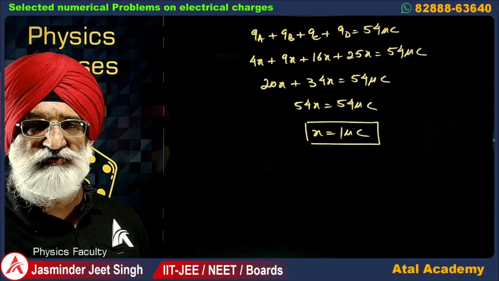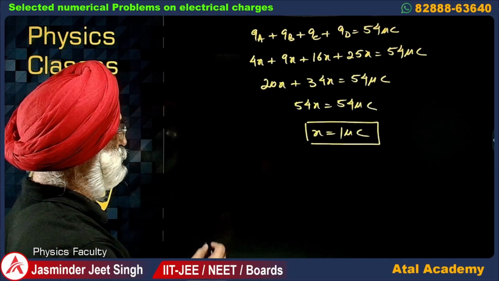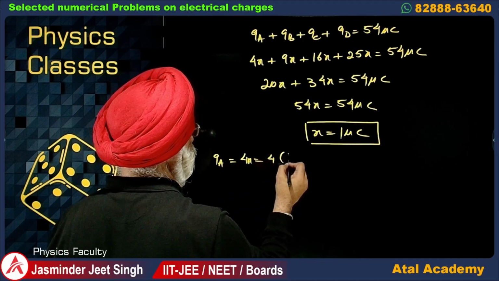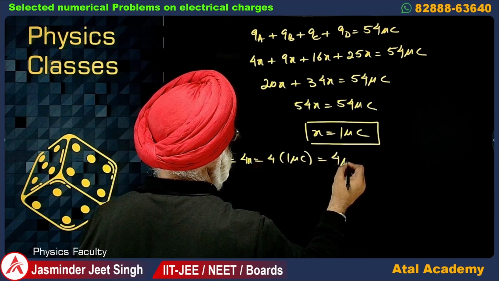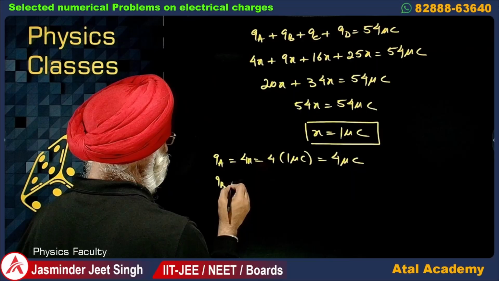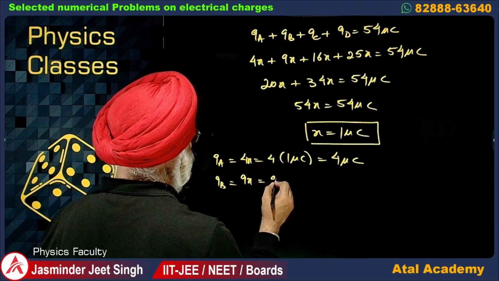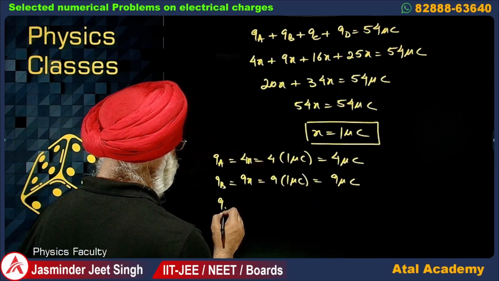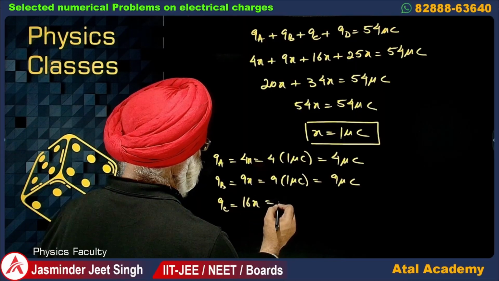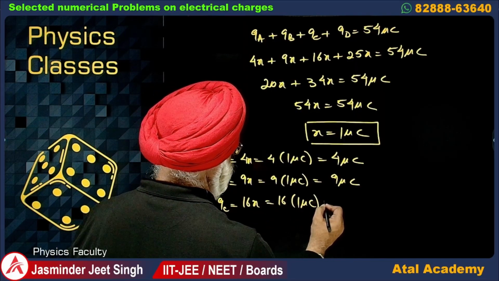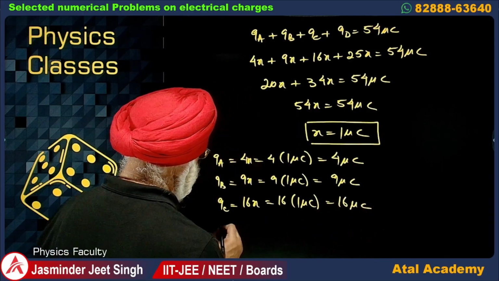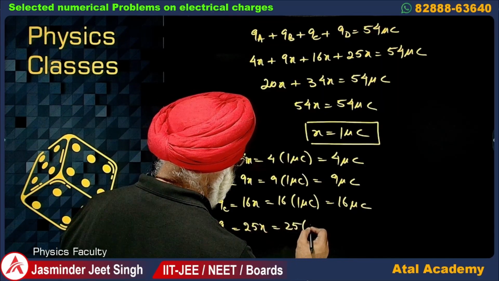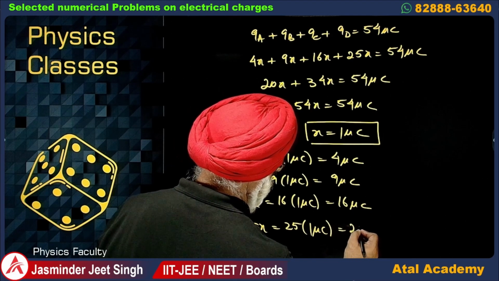Since x is known to us, we can find out the individual charges. The charge on QA was equal to 4x. 4 into 1 microcoulomb, it will be 4 microcoulomb. The charge on B was 9x. 9 into 1 microcoulomb, it will be 9 microcoulomb. QC was equal to 16x. 16 into 1 microcoulomb, it will be 16 microcoulomb. And QD was 25x. 25 into 1 microcoulomb, that will be 25 microcoulomb.